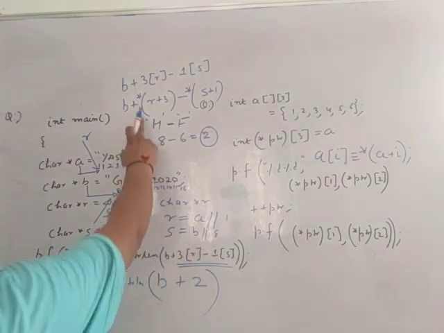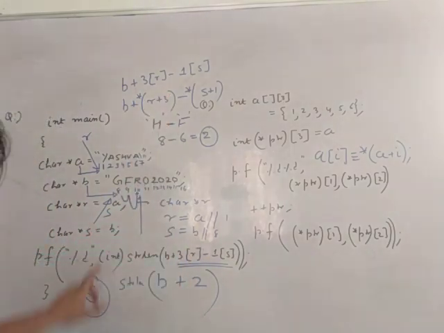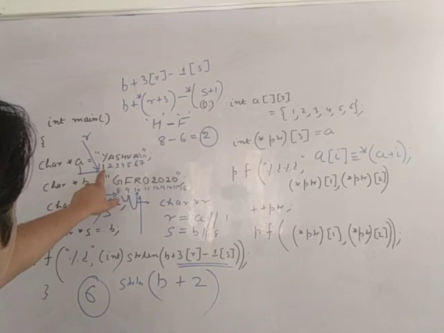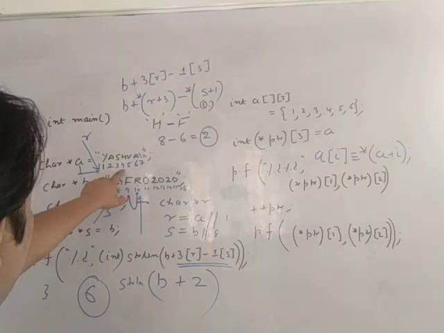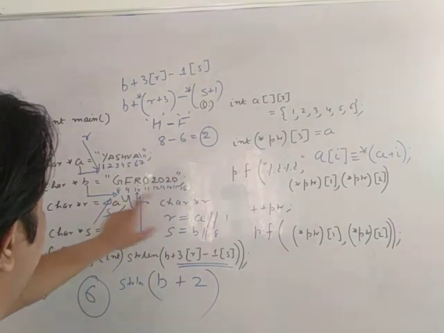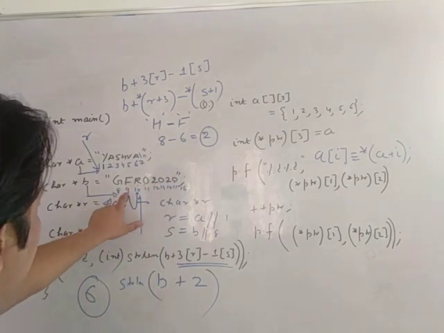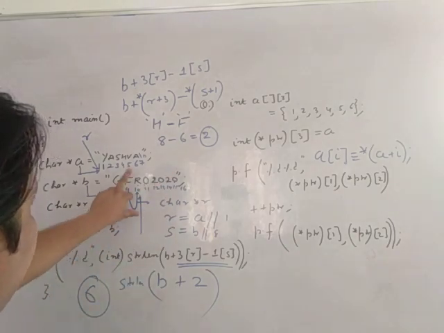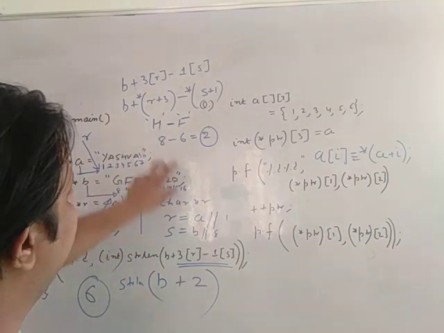So 3[R] is nothing but *(R + 3). So this is R, plus 1, plus 2, plus 3. So R + 3, star of this is H. Similarly S + 1 is 9, star of 9 is F. So H minus F, 8 minus 6.